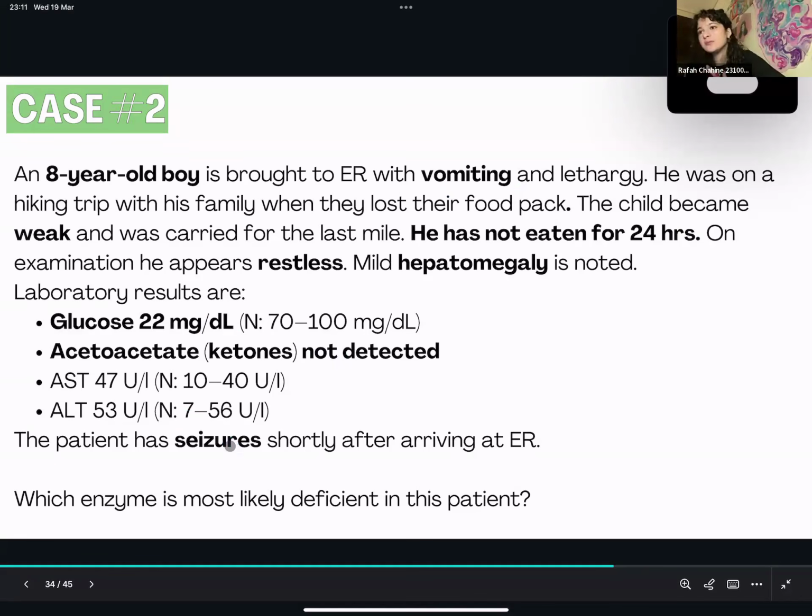Would anyone like to make this diagnosis? Or no, not diagnosis. Which enzyme is most likely deficient in this patient? Which is the diagnosis, but is this one an MCAD deficiency? Yes, this one is an MCAD deficiency. So would you like to tell me why this one is an MCAD deficiency?